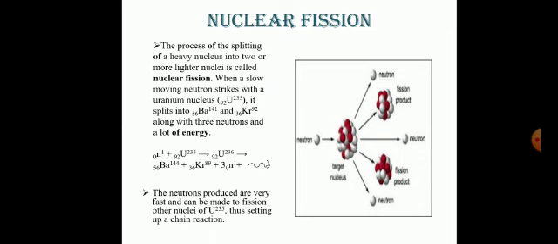For understanding the working of the nuclear reactor, we must first understand the process of nuclear fission. The process of nuclear fission is the process of splitting of a heavy nucleus into two or more lighter nuclei, which is called nuclear fission. When a slow moving neutron strikes a uranium nucleus, it splits into barium and krypton along with 3 neutrons and a lot of energy.